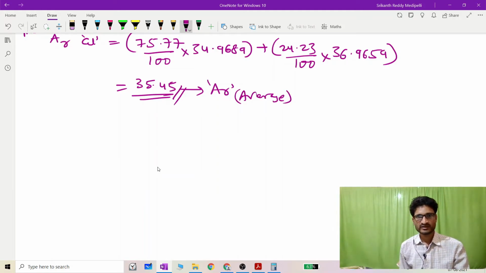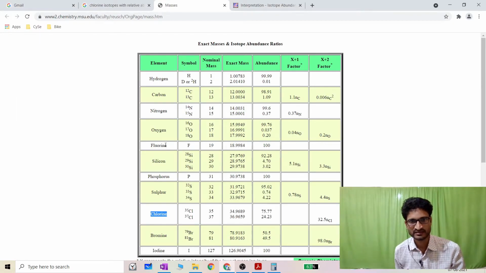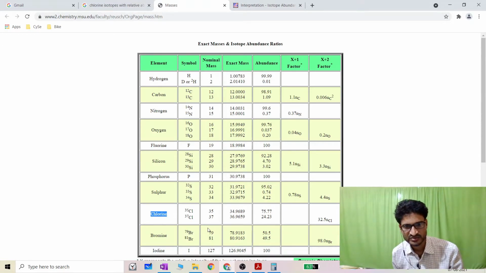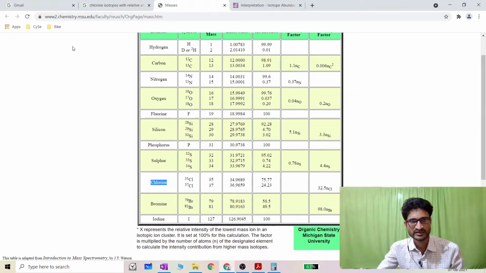Okay, I think now we can actually calculate the same thing from the table. You can try taking the example of, let's use which one, bromine. You can actually calculate the bromine value by looking at this table, or you can follow this link to find out the bromine.